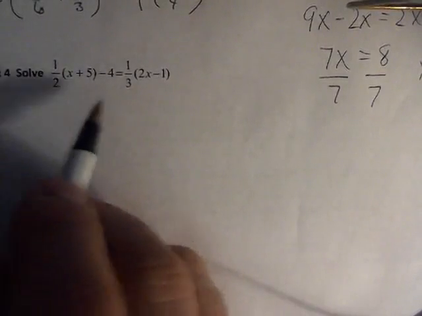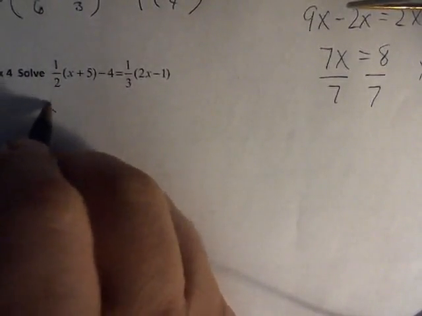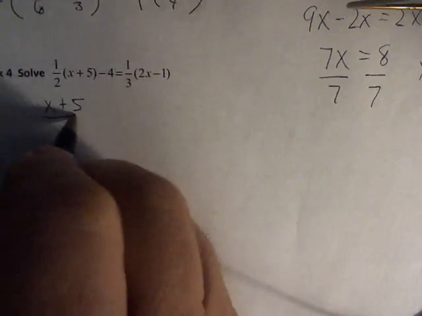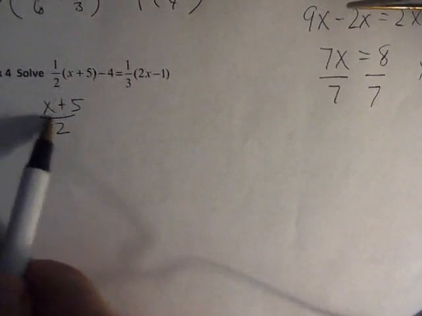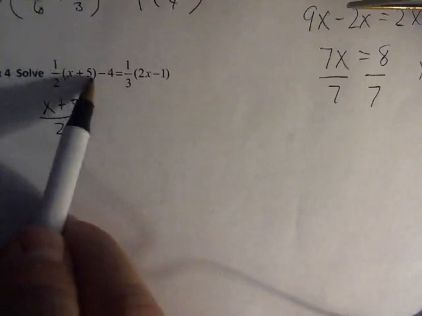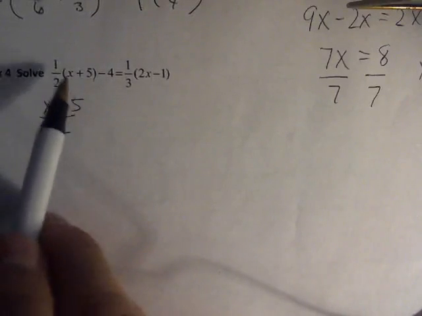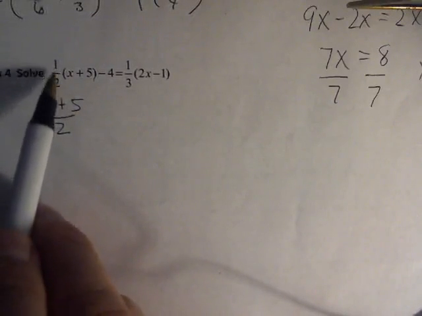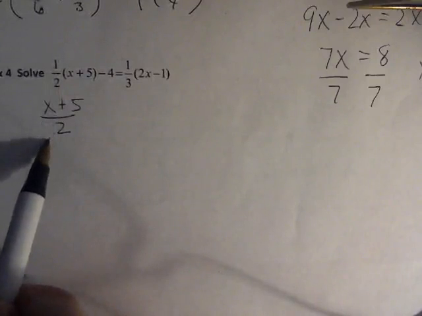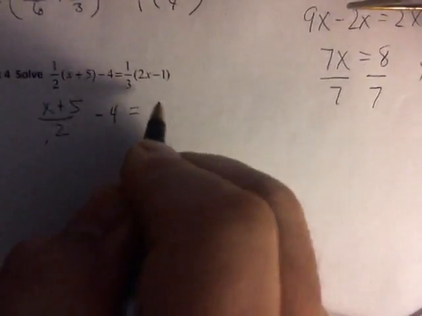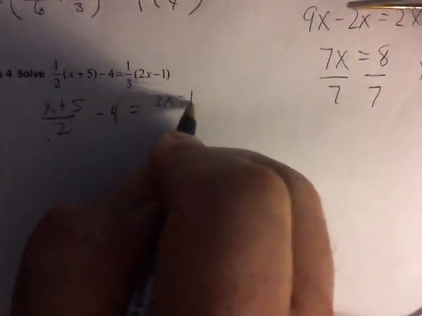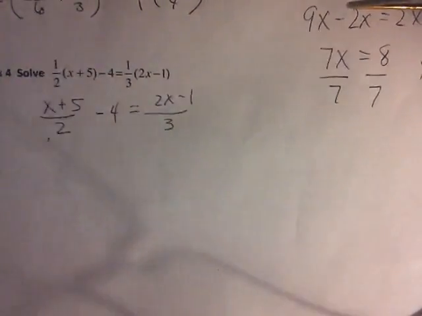Now, one thing you can do here to maybe make this look a little bit better is you can take just x plus 5, because this fraction bar is a grouping symbol. So I've still kept this grouped, and when I'm multiplying by 1/2, it's the same as dividing by 2. And I can do the same thing on the other side. I can take the 2x minus 1 over 3.